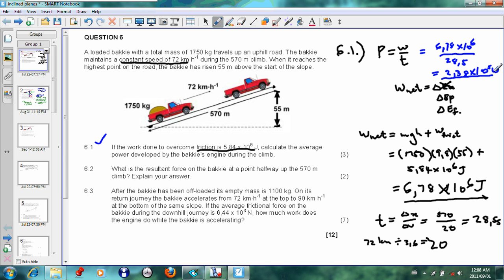And I see an error here, that it wasn't watts, power is measured in watts. Oh yes, power is measured in watts, so it's correct. So we got 2,38 times 10 to the power 5 watts.